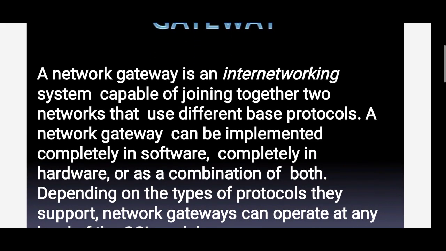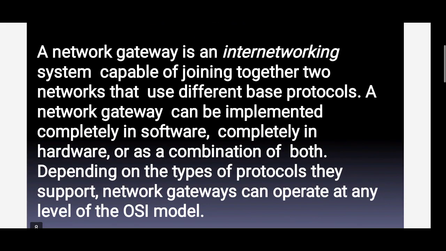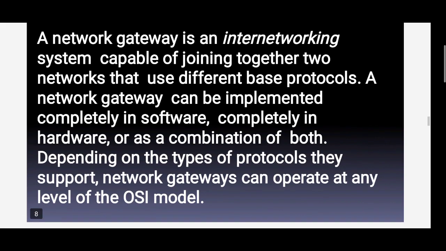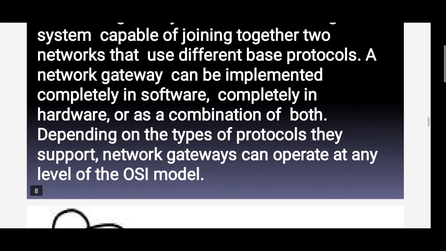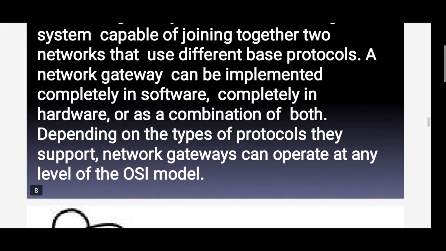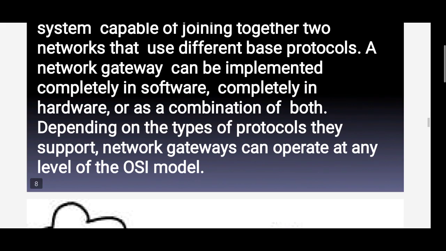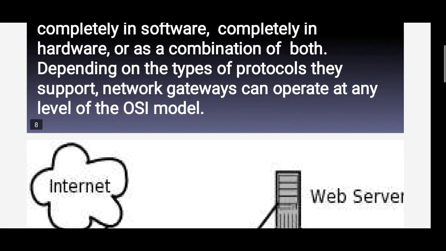Gateway. A network gateway is an internetworking system capable of joining together two networks that use different base protocols. A network gateway can be implemented completely in software, completely in hardware, or a combination of both, depending on the type of protocols they support. Networking gateways can operate at any level of the OSI model.